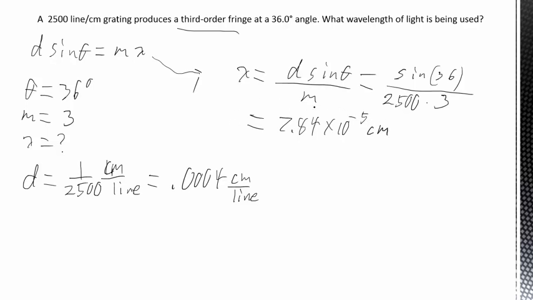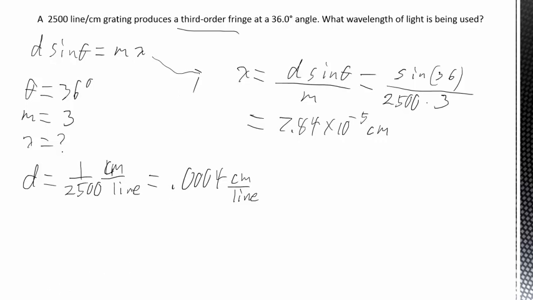And that's kind of ugly for a wavelength. We usually like this to be in nanometers. The conversion factor between centimeters and nanometers, let's think about that for a second. Meters to nanometers is 10 to the negative 9th. Meters to centimeters is 10 to the negative 2. So there's a factor of 10 to the 7th there.